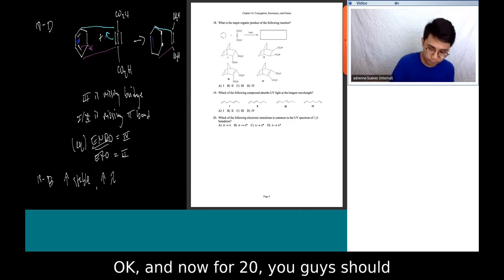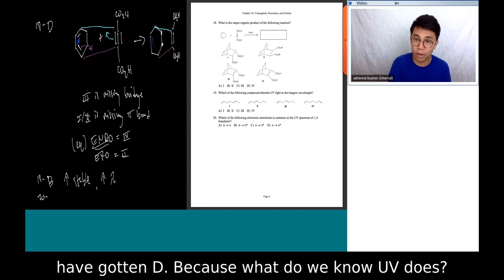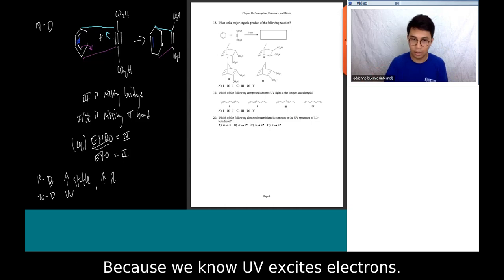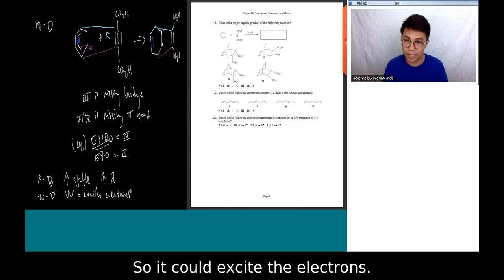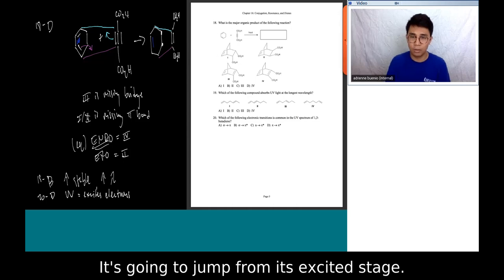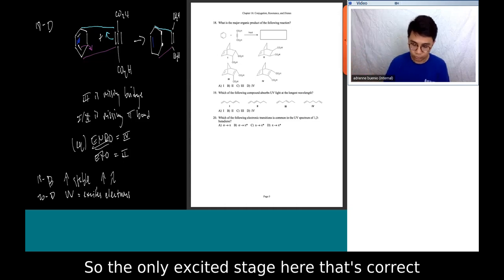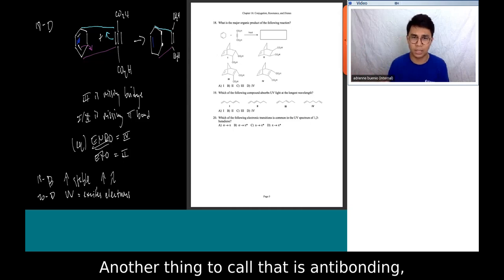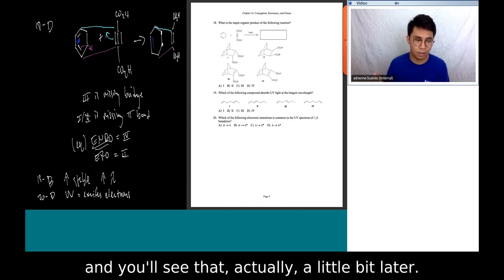Now for 20, you should have gone D, right? Because what do we know UV does? This goes back to spectroscopy again, because we know UV excites electrons. If it excites electrons, it's going to jump to its excited states. The only correct excited state here is pi to excited pi, which is D. Another thing to call that is anti-bonding, and you'll see that a little bit later.